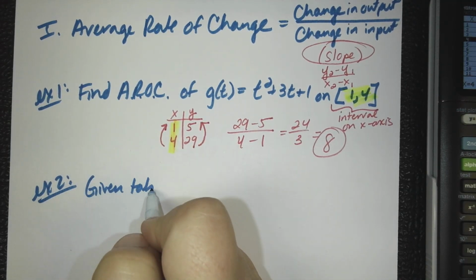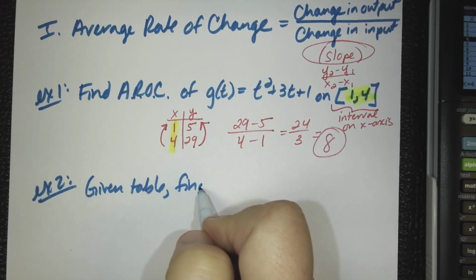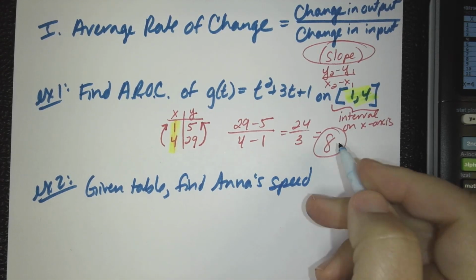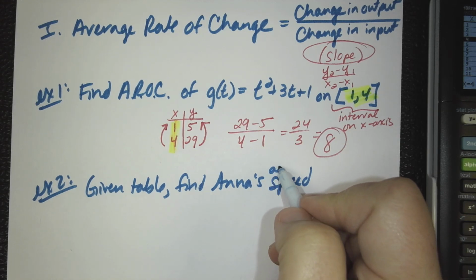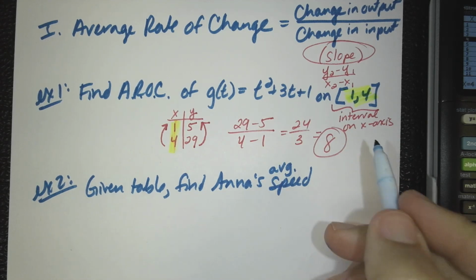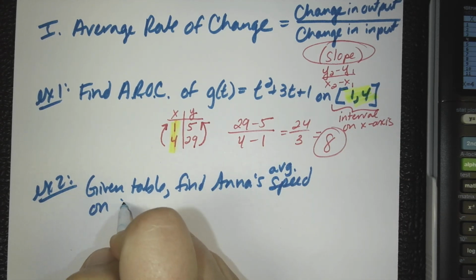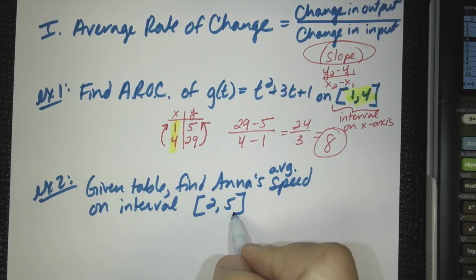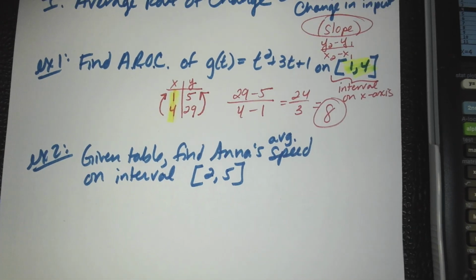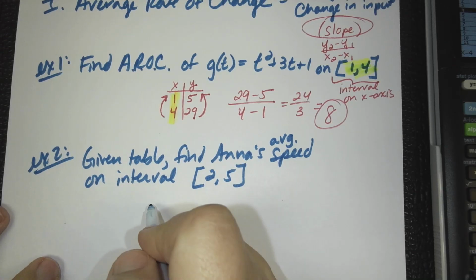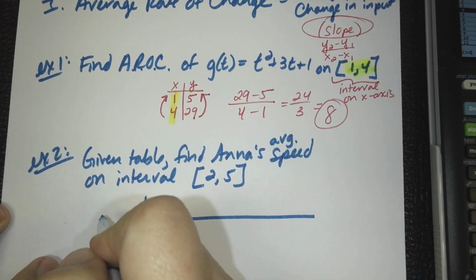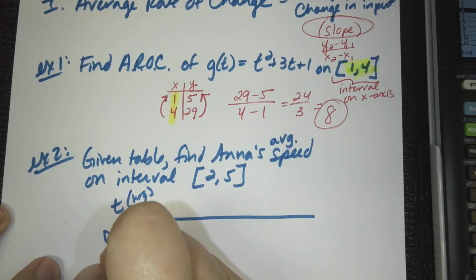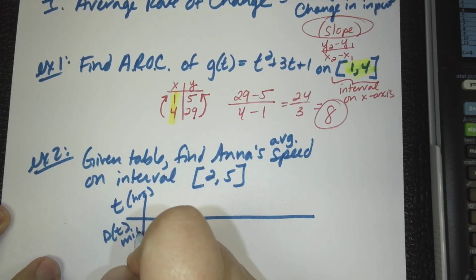All right, given a table, find Anna's speed. I chose Anna because I love her. Find Anna's average speed on the interval 2, 5. So this next question, they're actually going to give you a table, and it's going to go this way. T stands for hours, and D of T is your miles.